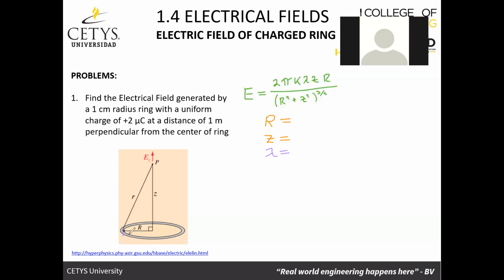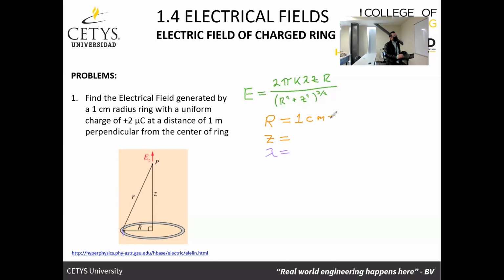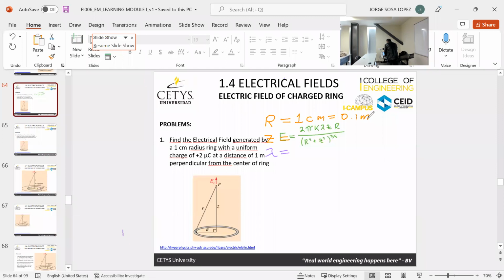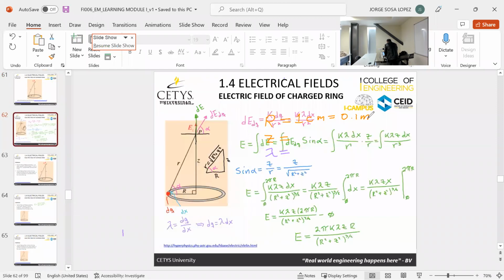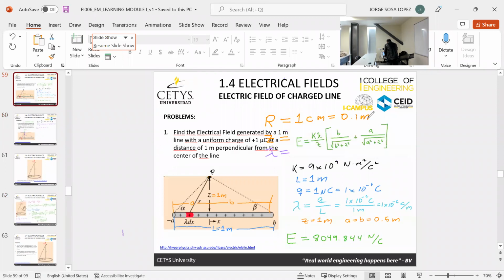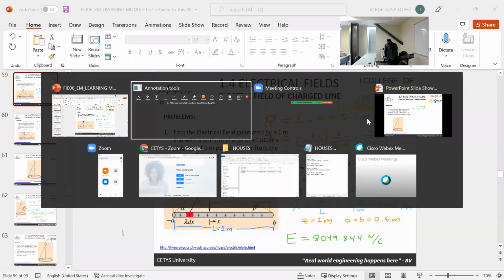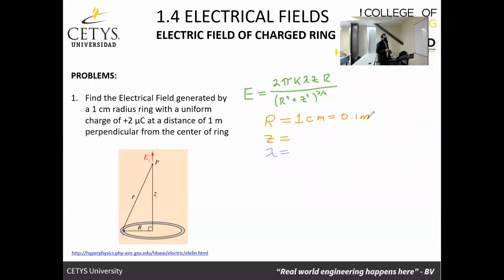1 centimeter. 1 centimeter, correct. And so R is 1 centimeter, and we need to represent that as meters. So R is 1 centimeter, and this is going to be 0.1 meters. Okay. So the radius of the ring is 1 centimeter, it's 0.1 meters.